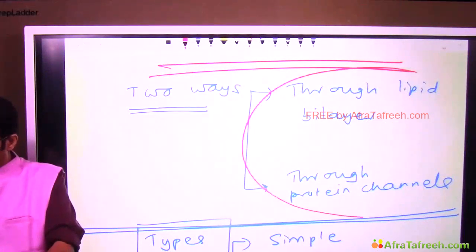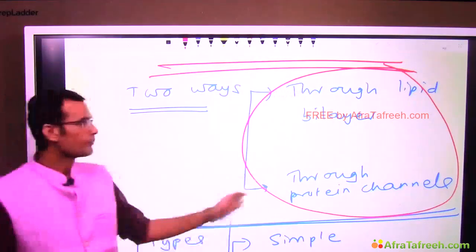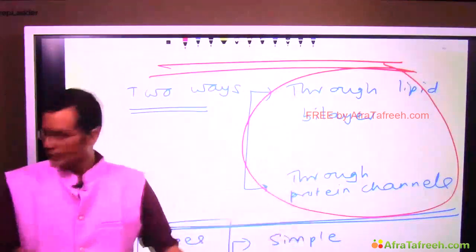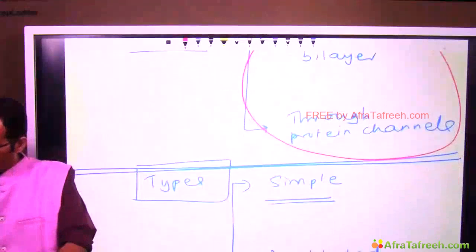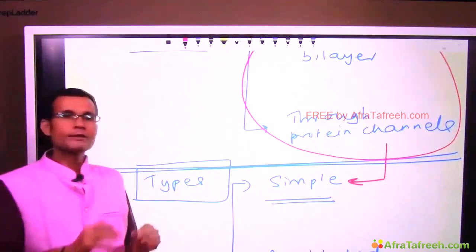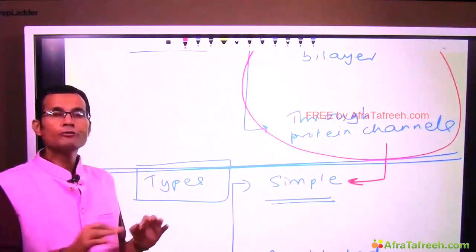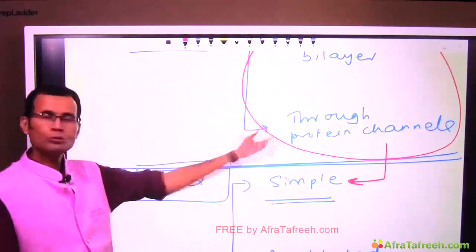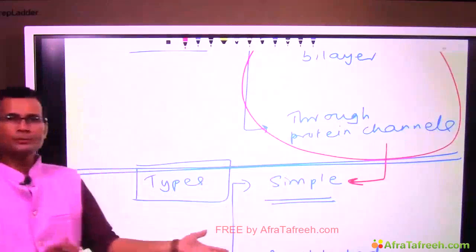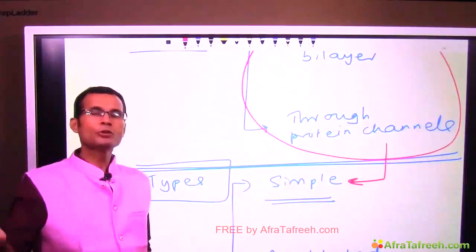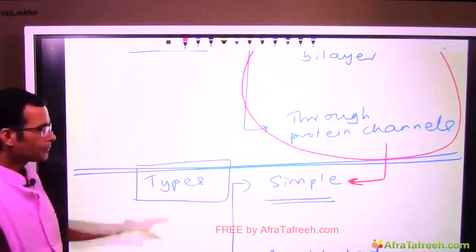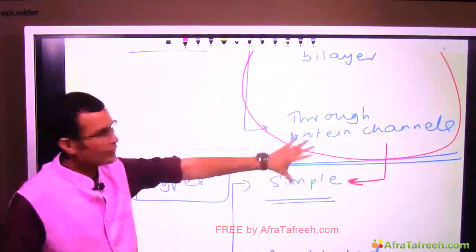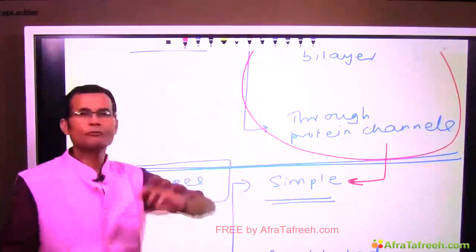Through the lipid bilayer and through protein channels that we said just now, we were talking about the simple diffusion. Simple diffusion of the substances can either occur through the lipid bilayer or through the protein channels. Lipid soluble substances, lipid insoluble or water soluble substances. So these were the mechanisms for simple diffusion.